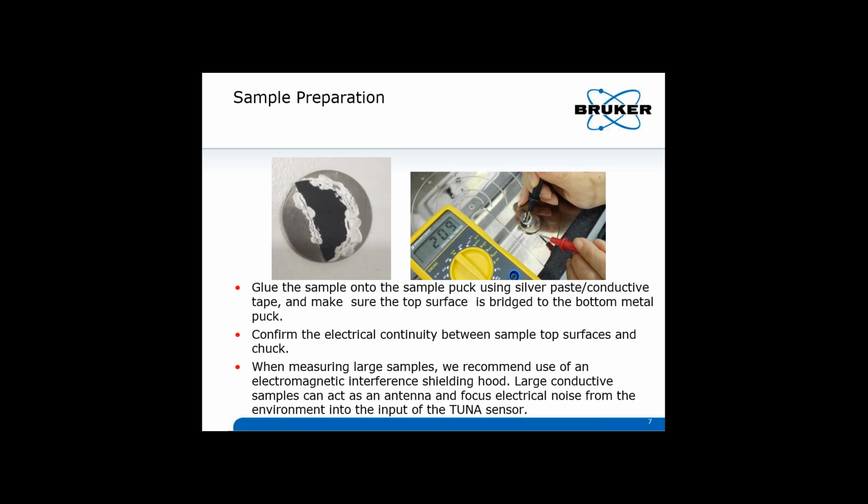The second step is you need to confirm the electrical continuity between the sample top surface and the chuck using a multimeter. The third one that you need to pay attention to is when you're measuring large samples, we recommend use of an electromagnetic interference shield hood. Large conductive samples can act as an antenna and focus electrical noise from the environment into the input of the TUNA sensor.